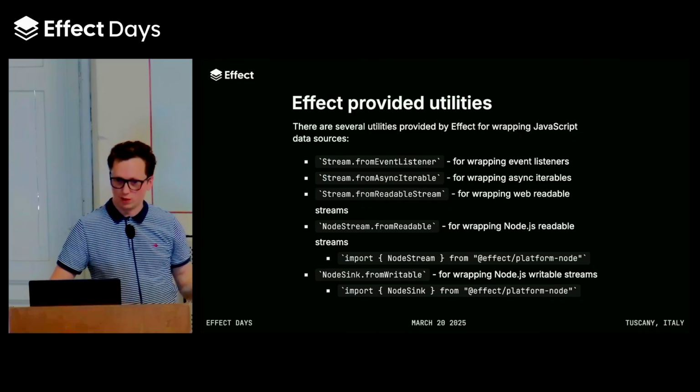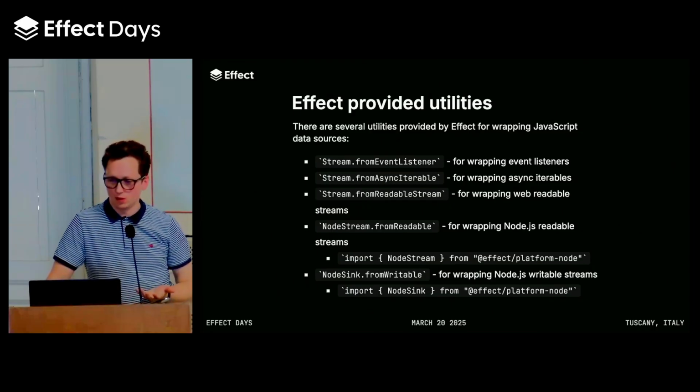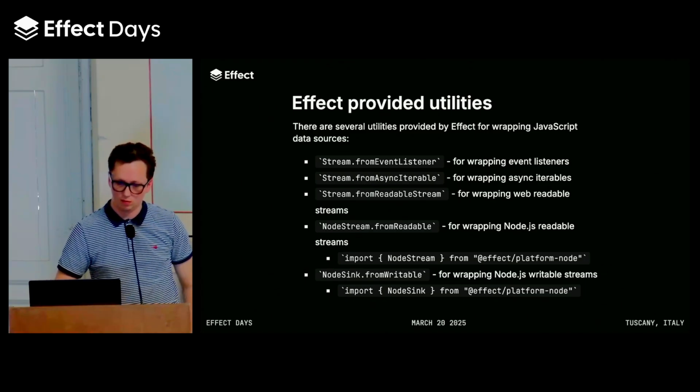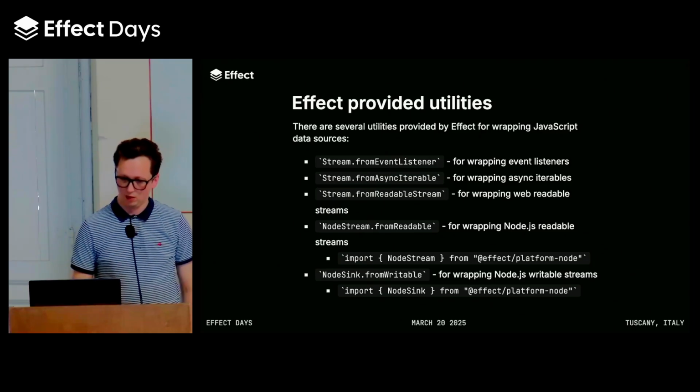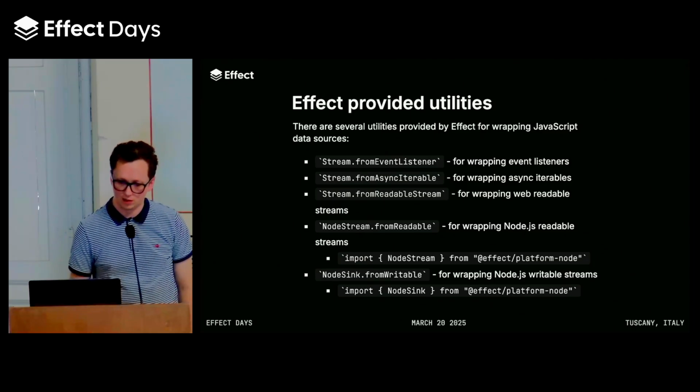But in saying that, there are a bunch of APIs that we provide to help you unwrap JavaScript data types. So we unwrapped an event emitter, but there is an API that does all of this for you called stream.fromEventListener. And we've already seen stream.fromAsyncIterable. There's also stream.fromReadableStream, which is the web standard stream. And in our platform modules, we have modules for unwrapping node streams using NodeStream.fromReadable and NodeStream.fromWritable.